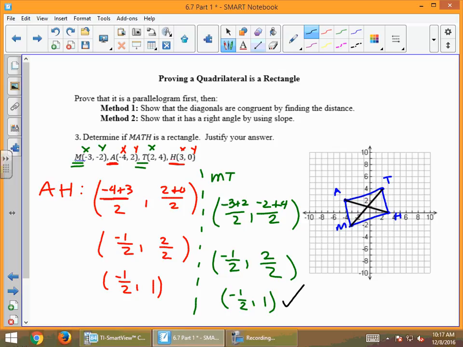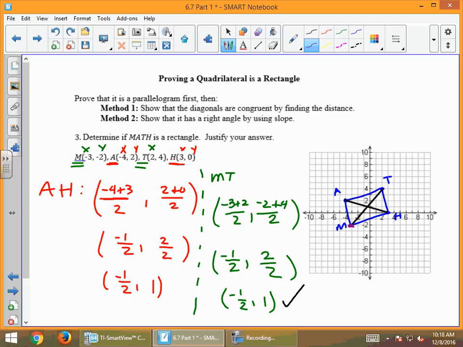So you might think, oh, we have to find the 4 right angles. Really, you only have to do one. Because remember that theorem from last unit? If you have one right angle in a parallelogram, the rest of them are going to be right angles. So pick any angle, A, T, H, or M. M. Okay, pick that. Find the slopes of the two lines that are touching M. And again, we find the slope by counting.